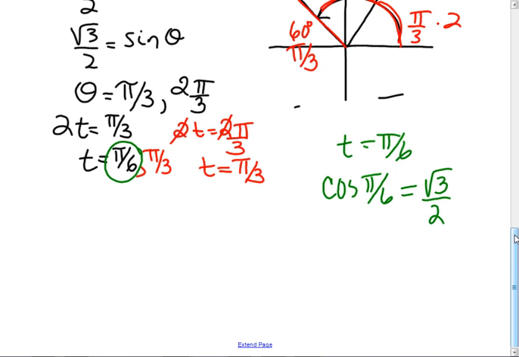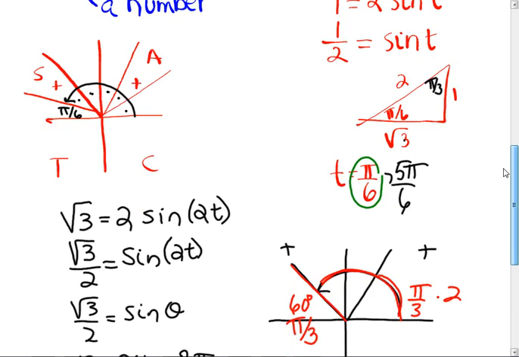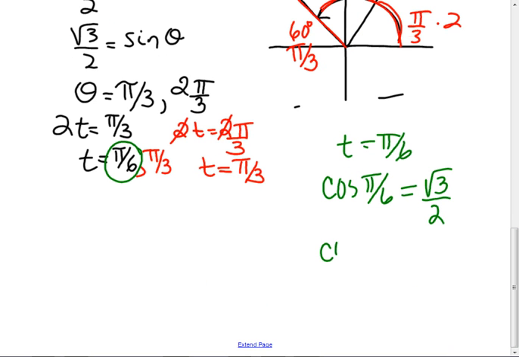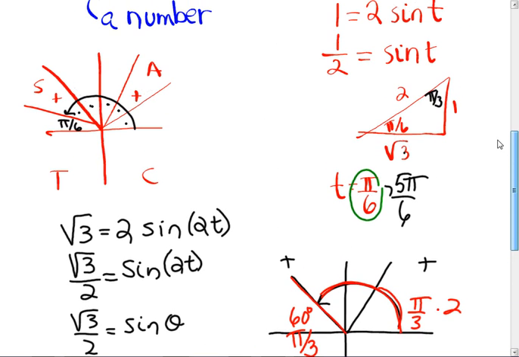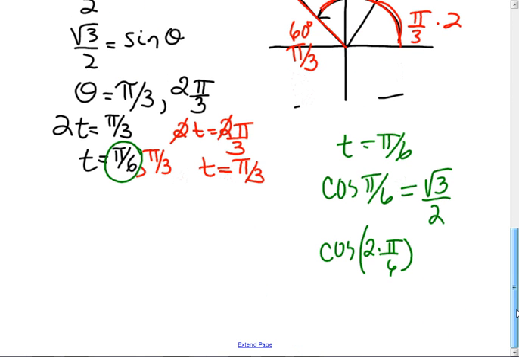And what's the other one I have to figure out? Oh, the cosine of 2t, right? So the cosine of 2 times pi over 6, which is the cosine of pi over 3. What's the cosine of this angle right here? 1/2, right? And then I substitute that into my derivative.